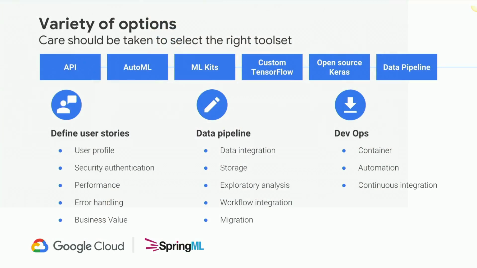So, if we look at it, there are a lot of options available. There are APIs, there are models, there are open source frameworks, etc. Some of the considerations we have seen is, one, defining the user stories or requirements. This is no different from any of the other project development or implementation. Care should be taken to make sure who the user is, what type of profile, what's the business value from an implementation standpoint, and some of the other infrastructure related use cases, for example authentication, security, performance, how the error handling should be applied, etc. This is where SpringML can provide the right guidance and the implementation support for the enterprises.